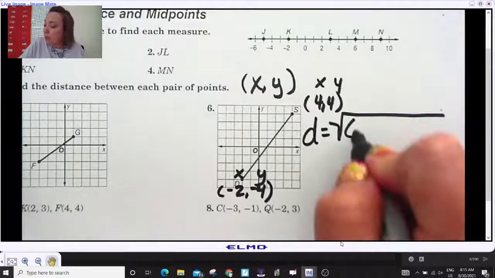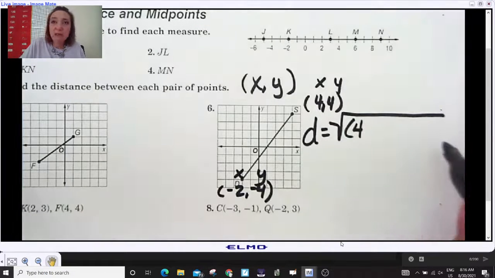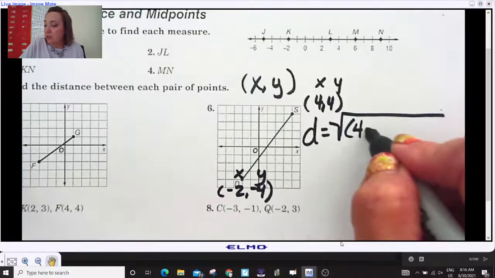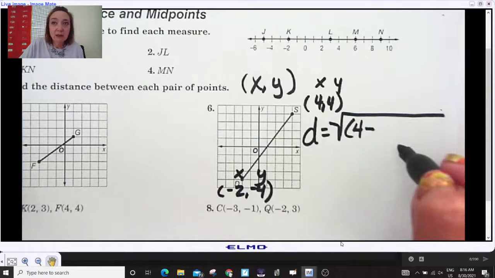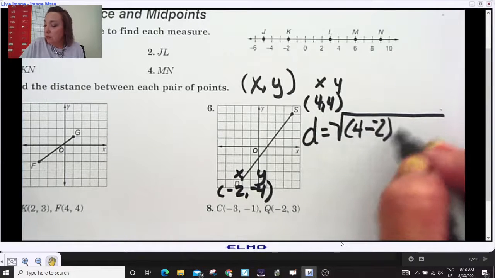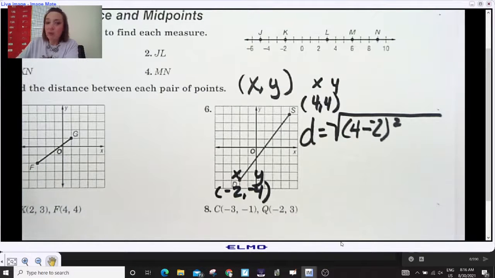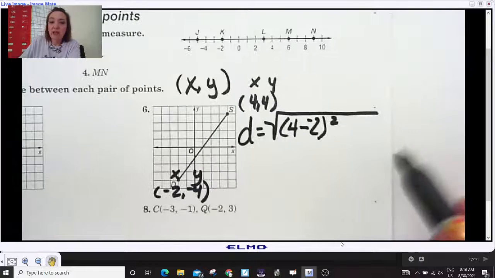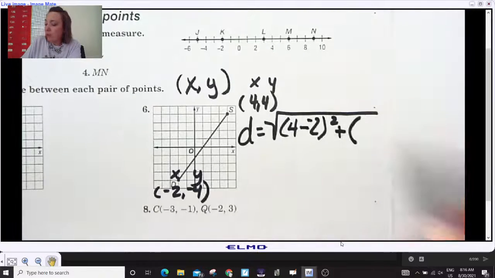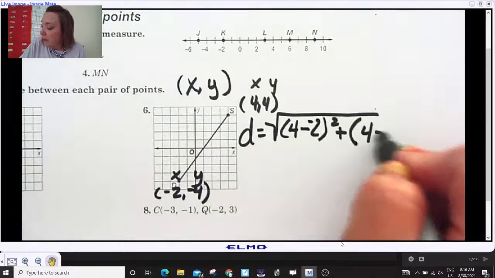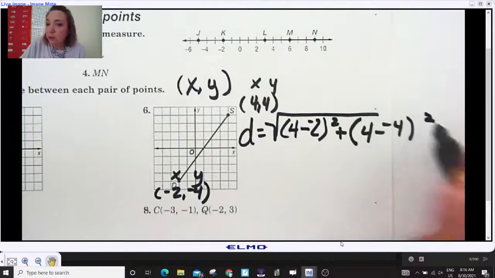The 4? Why would you choose that one? Just out of curiosity. Then you don't have to deal with the negative. So we've got 4, and remember our equation is minus, so 4 minus negative 2. And then we're going to square that, right? I may have to run off onto this other paper. Let me slide it over. And then what about our y values? Which one do you want to use first, 4 or negative 4? 4. So 4 minus negative 4 squared, right?